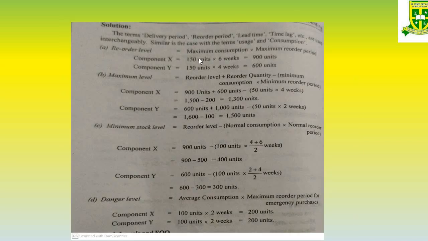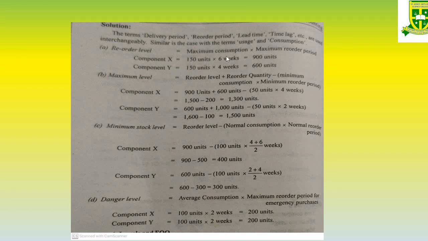Now come to the question. Don't calculate everything at once. The first thing is to find the formula and, based on that, the reorder level. I already explained the reorder level. The reorder level is the maximum level of stock which has to be maintained. So the formula is maximum consumption into maximum reorder period.